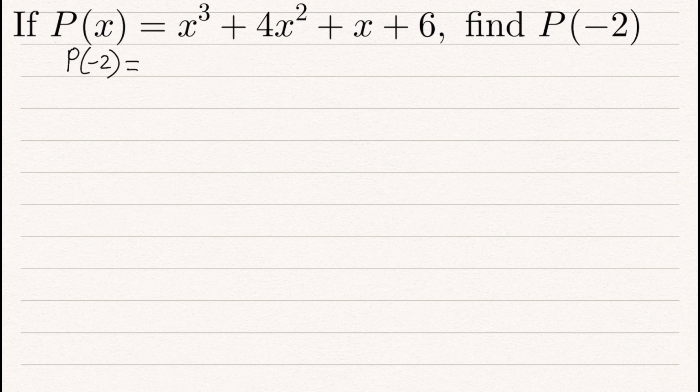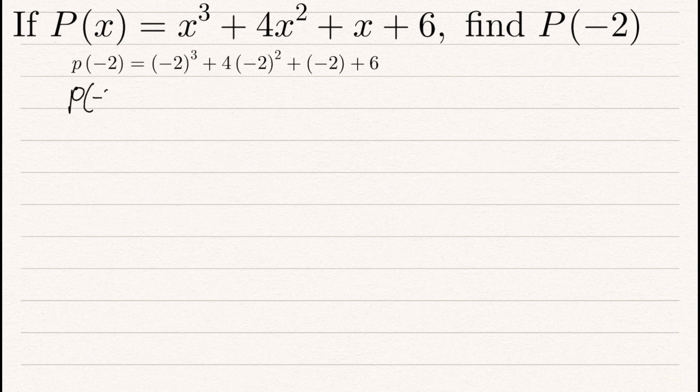We'll plug in -2, and we'll get -2 cubed plus 4 times -2 squared plus -2 plus 6. So now we can start running through the order of operations. We don't have any groupings, but we do have some exponents, so we'll do those first. -2 cubed is -8, plus 4 times -2 squared is 4, plus -2 plus 6.